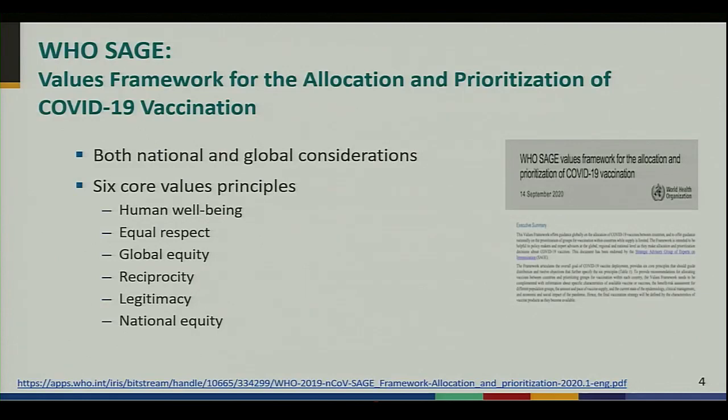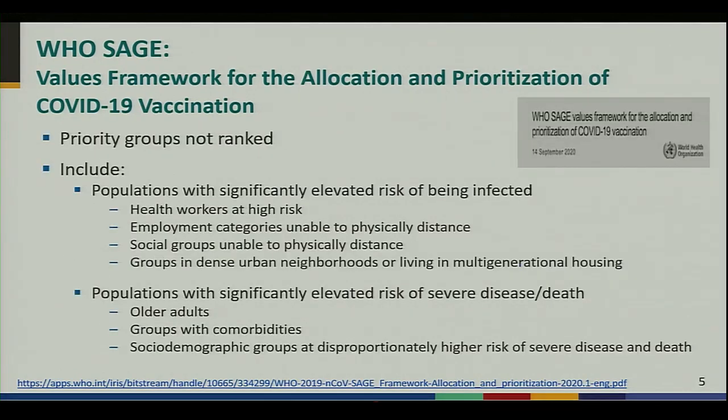So first, for an overview of the WHO SAGE values framework for the allocation and prioritization of COVID-19 vaccination. It includes both national and global considerations with the 6 core principles listed here. Next slide. In this framework, the priority groups were not ranked and were relatively broad. They include populations with significantly elevated risk of being infected, such as healthcare workers, employment categories unable to physically distance, or persons living in crowded conditions. They also include populations with elevated risk of severe disease or death, including older adults, groups with comorbidities, and socioeconomic groups at disproportionately higher risk of severe disease and death. Next slide.